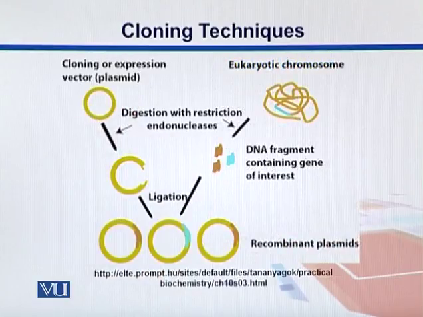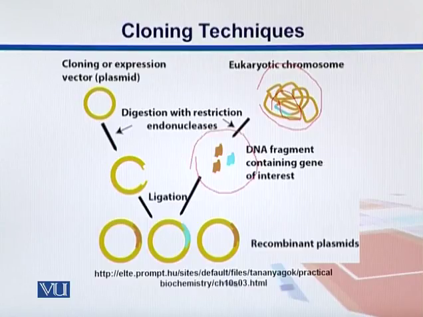Here we see in general the cloning technique. So we take this foreign DNA, which is coming from a eukaryotic chromosome. This blue area is where we have the gene of interest. We fragment that DNA containing the gene of interest, and then we get some different fragments. So remember, our interest is this blue.